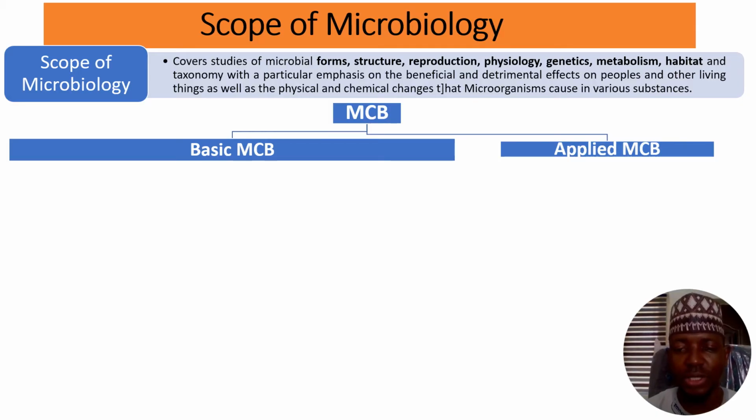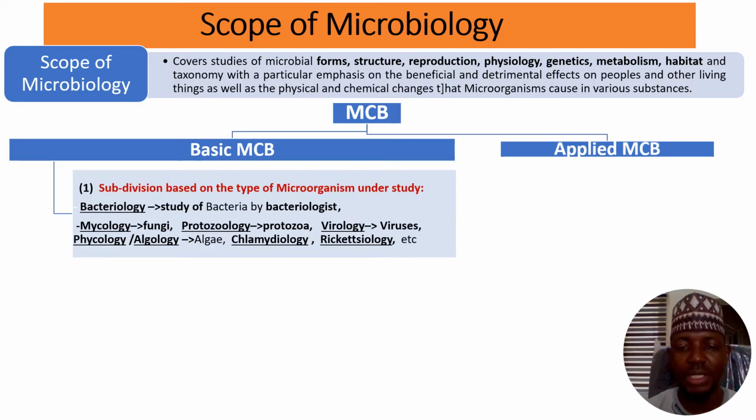Therefore, microbiology, based on this, is divided into two. We have basic microbiology and we have applied microbiology. Now, basic microbiology studies the basic aspects of microorganisms generally, such as the types of microorganisms, branches based on types of microorganisms, based on the habitat, and taxonomy, physiology, reproduction, genetics, everything about the basic aspect of microbiology. Everything about microorganisms comprises the general knowledge of microorganisms.